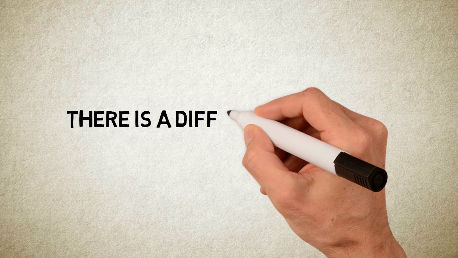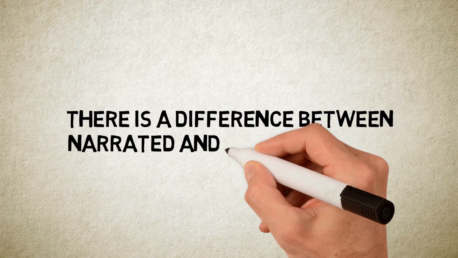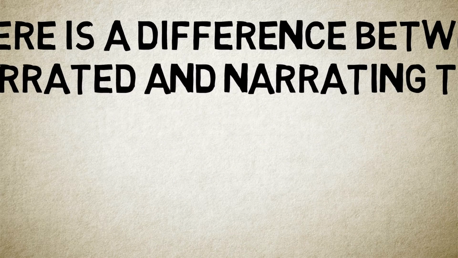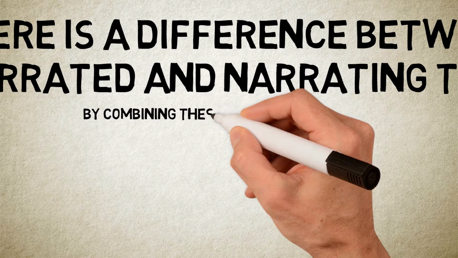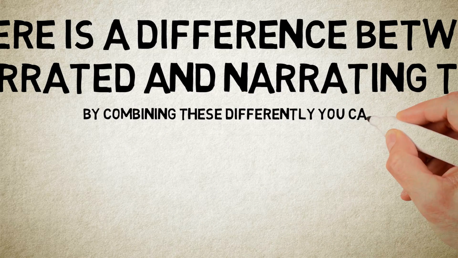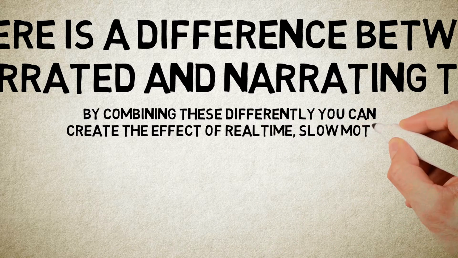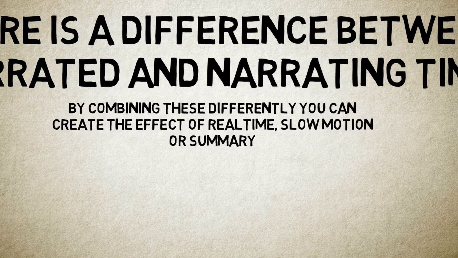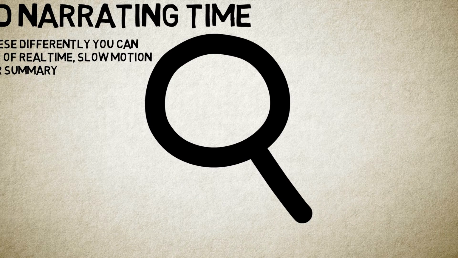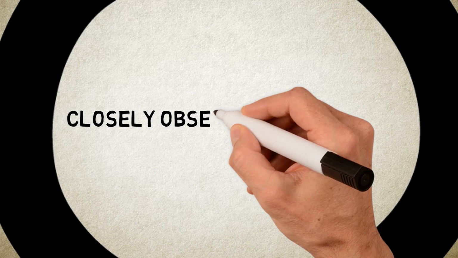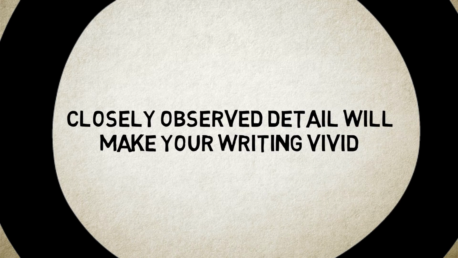To wrap up, there is a difference in writing between narrated and narrating time. By combining these two concepts in different ways, you can create the effect of real time, slow motion, or summary. Closely observed detail is how to make your writing vivid.